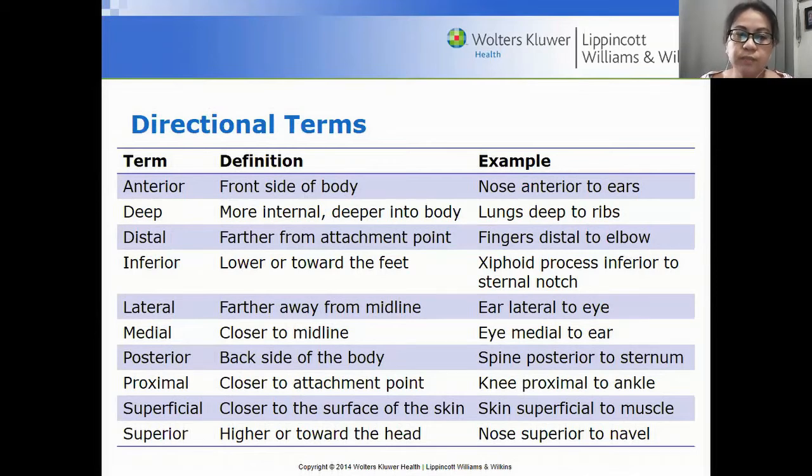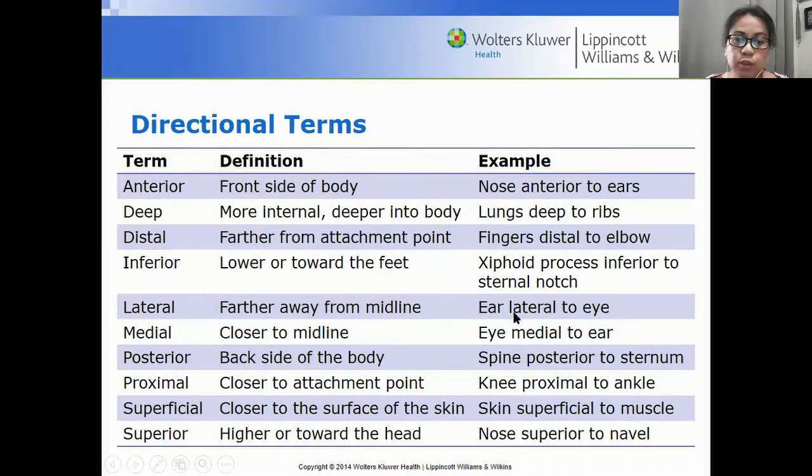The directional terms that are being used, for example, are in this sample table, wherein the terms describe a definition and an example. Anterior is the front side of the body, like the nose, which is anterior to your ear. Deep is more internal, deeper into the body, such as the lungs, deep to the ribs. Distal is farther from the attachment point, like the fingers, which are distal to the elbow. Inferior is lower or toward the feet, like the xiphoid process, inferior to the sternal notch. Lateral is farther away from the midline of your body, so the ear is lateral to the eye.